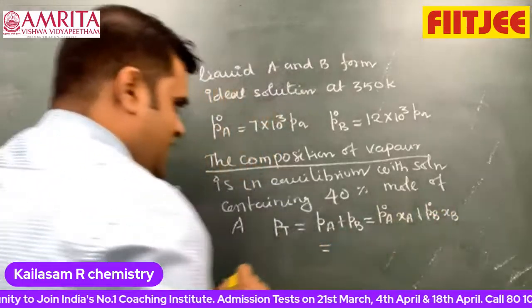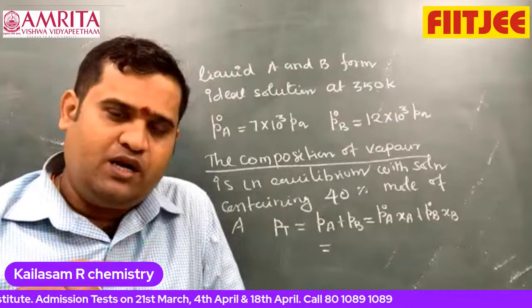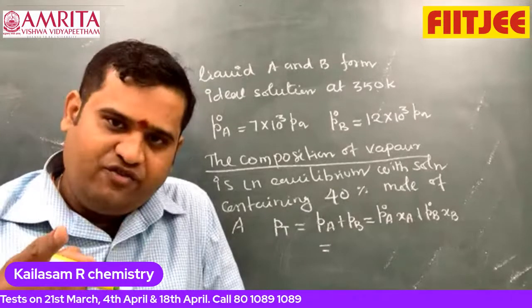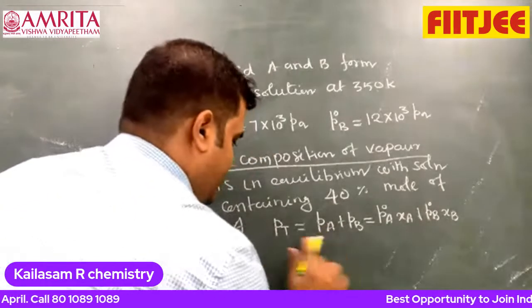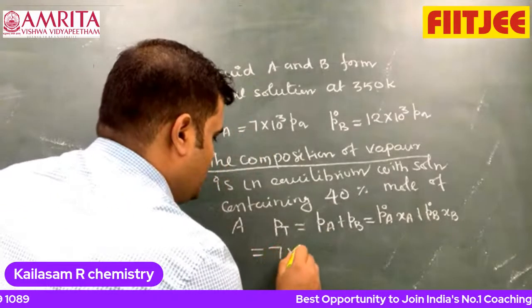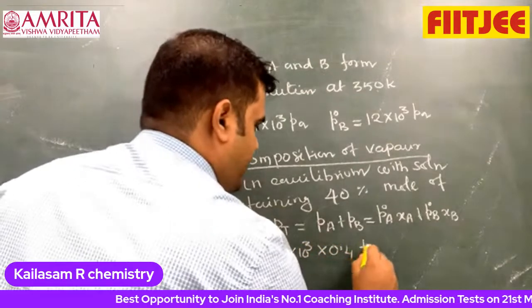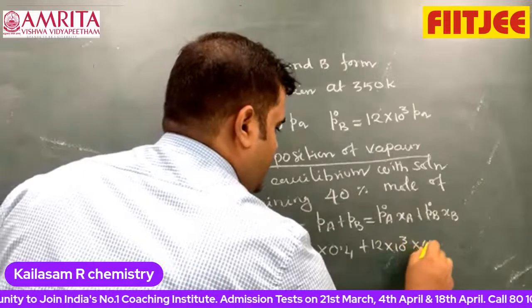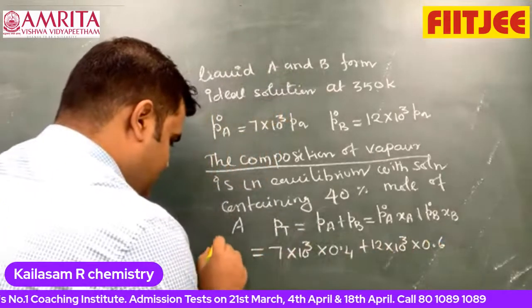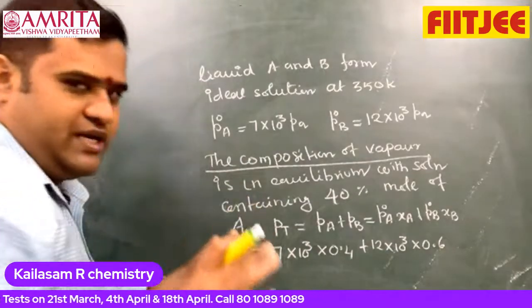Now look at this. They have given 40 mole percent. 40 mole percent means Xa is equal to 0.4, and Xb is equal to 0.6. Now P naught A is 7 into 10 power 3 into 0.4 plus 12 into 10 power 3 into 0.6, which is nothing but Pt.